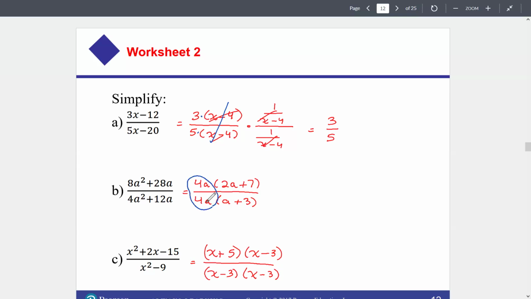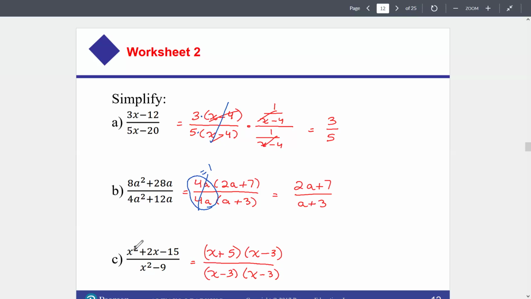Same thing here. This 4a, as long as everything is multiplied in the top and everything is multiplied in the bottom, these are factors, and we know that this factor just equals 1. So once again, I can make it disappear. I cancel it out and say, that's just equal to 1. And then I'm just left with 2a plus 7 over a plus 3.